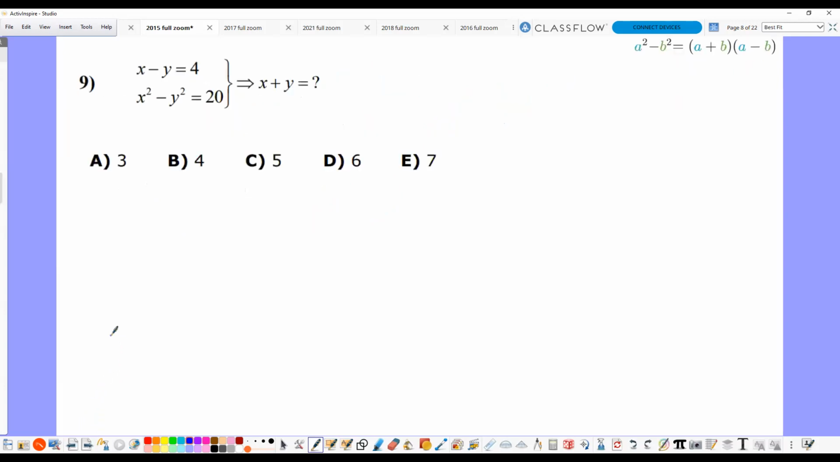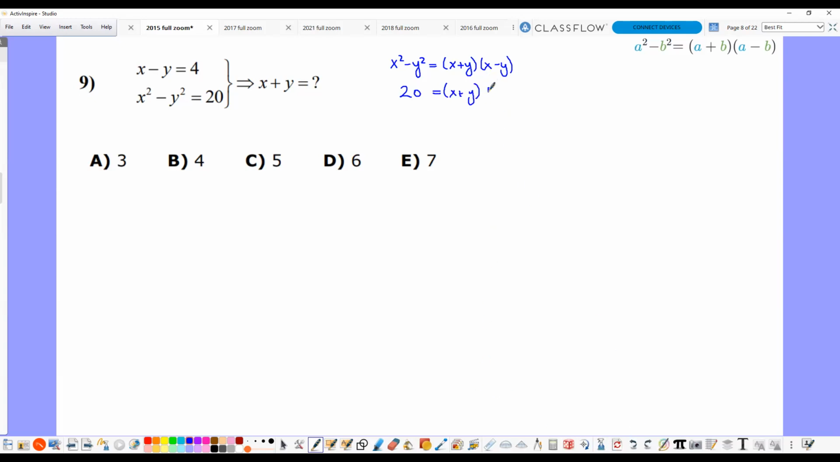Let's continue with the ninth question. For the ninth question, we are going to use this property: A squared minus B squared is equal to A plus B times A minus B, which means x squared minus y squared is equal to x plus y times x minus y. Here is the formula: x squared minus y squared, x plus y, x minus y. Then this is going to be equal to the given 20. This is equal to x plus y times, which they are asking for, and this is equal to 4.